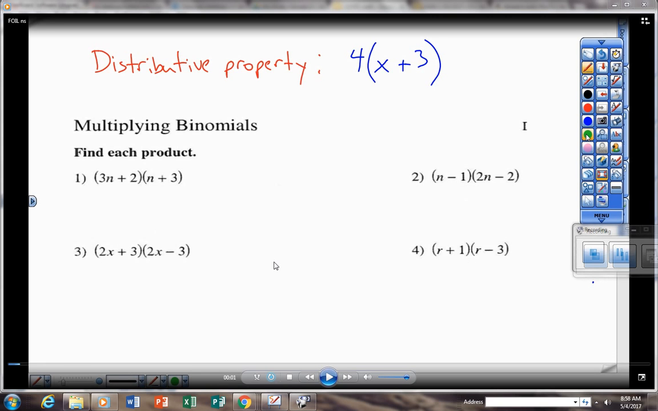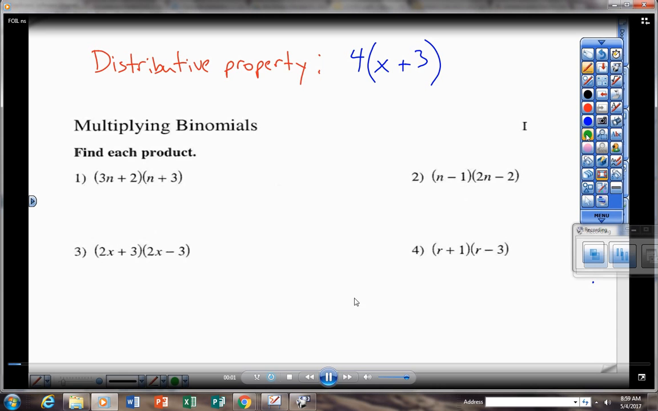Okay, this topic is called FOIL. What FOIL is, is double distributing. Distributing is when you have a number out front of a set of parentheses with two or more things being added inside there. You need to multiply that number out front times both things inside that parenthesis. It is very important. When you're doing these FOIL ones, you are doing double distribute and then combining like terms.